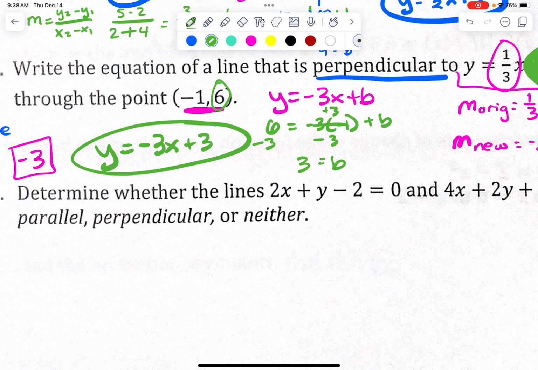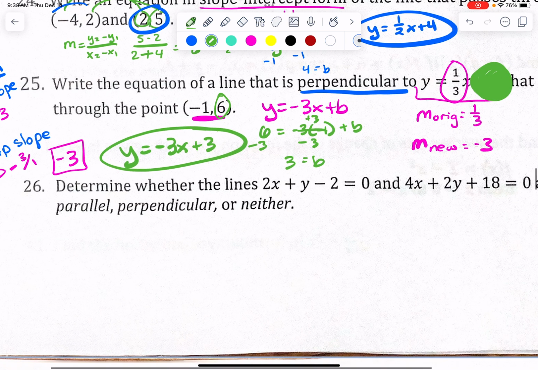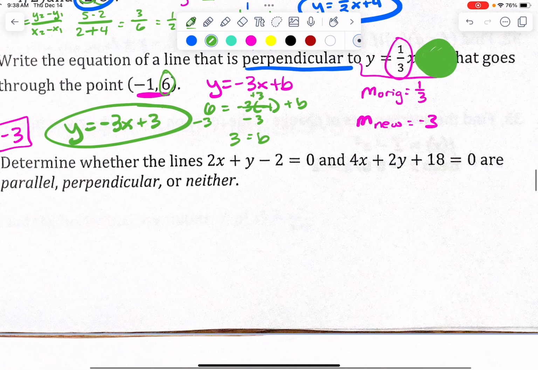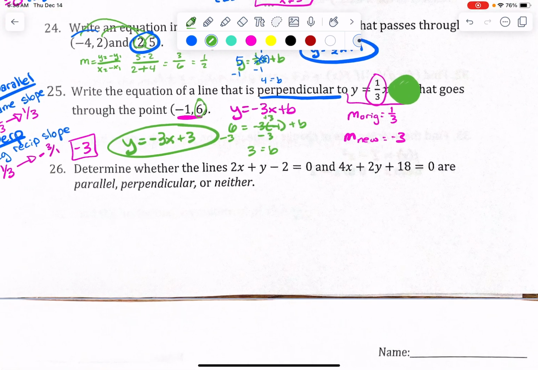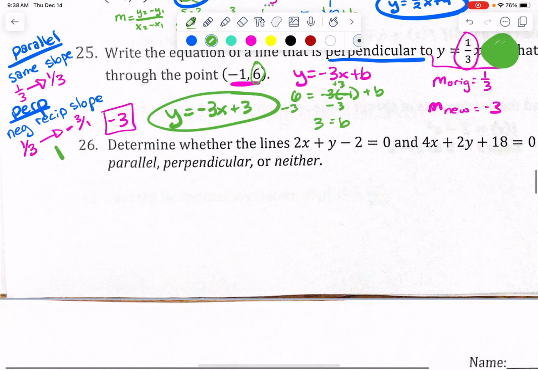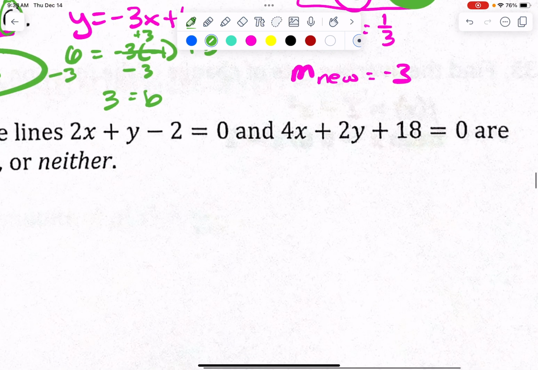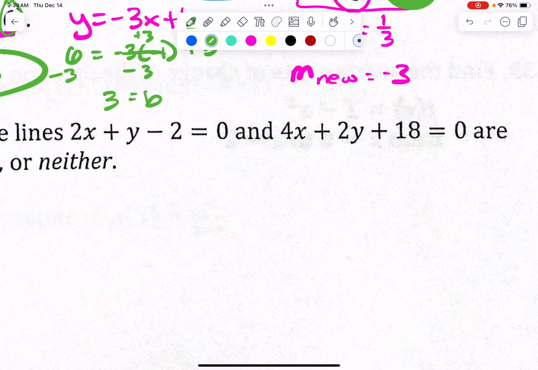Determine whether the lines are parallel, perpendicular, or neither. This problem might have been in my geometry class. I know I've done some of these problems already before. First and foremost, before we do parallel, perpendicular, and neither, by the way, I'm just going to put an arrow to this because we're going to use those rules for parallel, perpendicular, and neither. We need to solve for y. We need to get him in slope-intercept form.